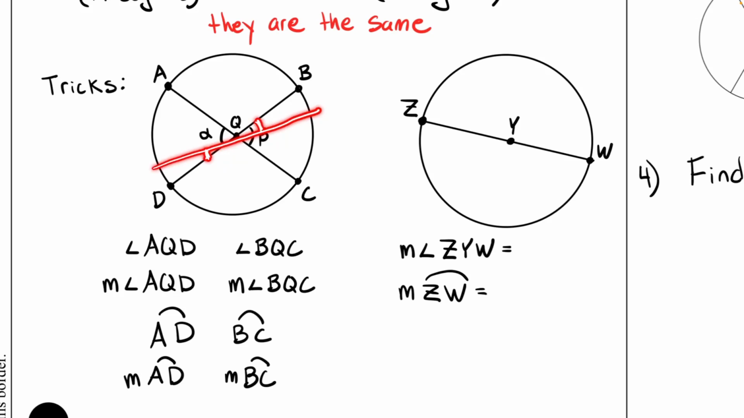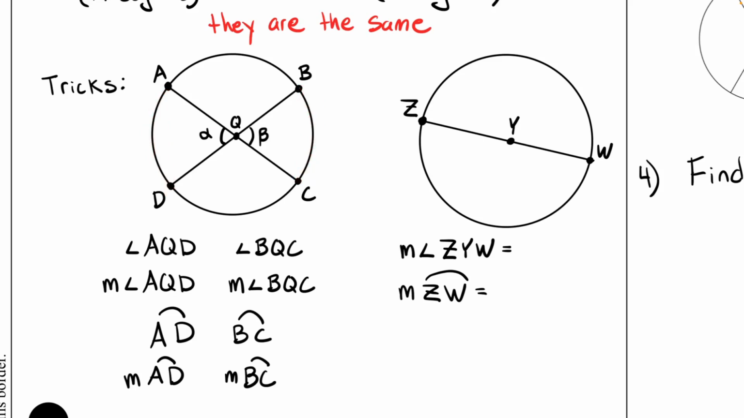So what's the word I'm looking for? Vertical angles are congruent. Vertical angles are always congruent. So if this angle alpha and this angle beta are the same angle, if they are congruent angles, then this arc measure AD and this arc measure BC are also congruent.